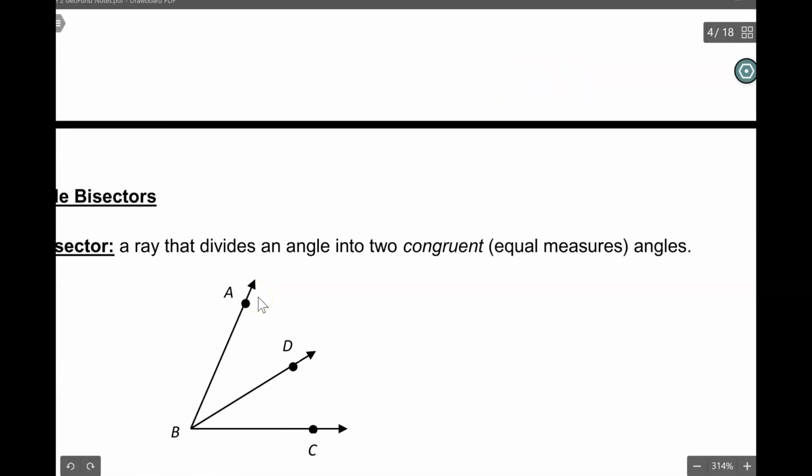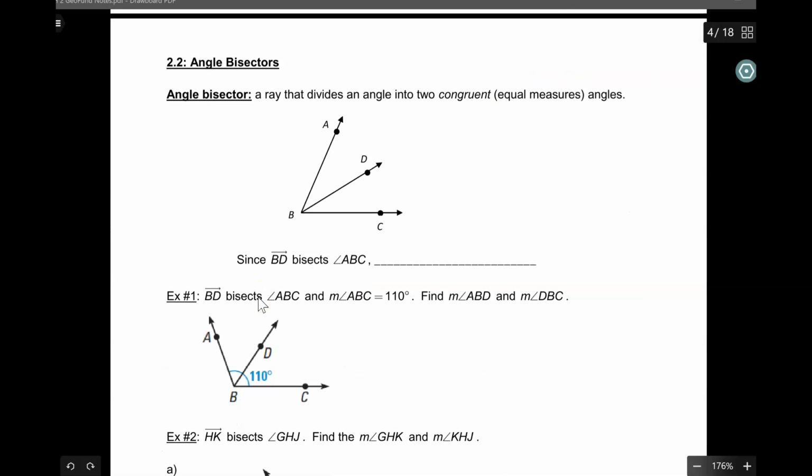Alright, so here's the screencast for section 2. Last time we talked about segment bisectors, and this time is angle bisectors. So keep in mind, what the heck is a bisector? It means we cut into two congruent parts, right?